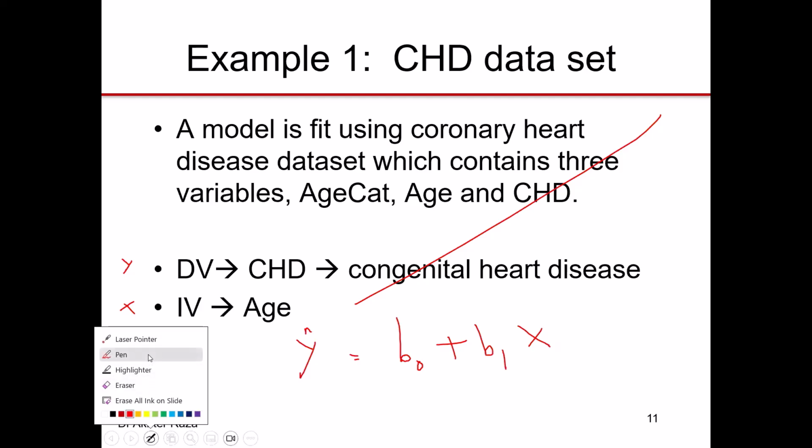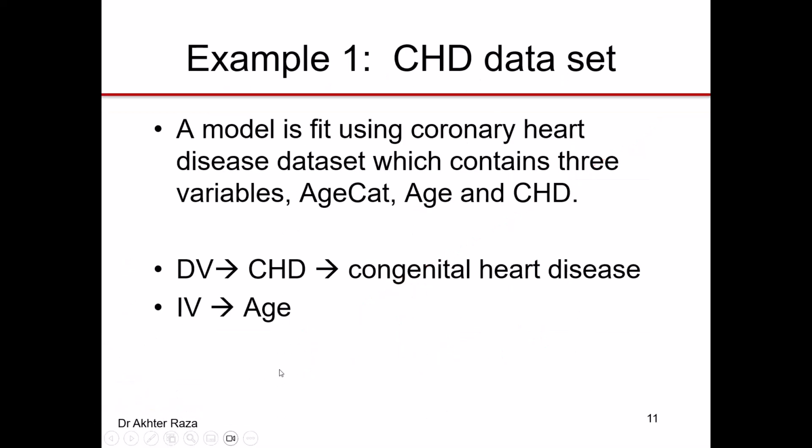The function in R for implementing logistic regression is GLM. If we have to apply the simple linear model, the function is LM. If we have to apply a logistic regression model, the function is GLM. So LM is for the simple linear model and GLM is for the generalized linear model. So you will apply the function GLM instead of LM to apply logistic regression.